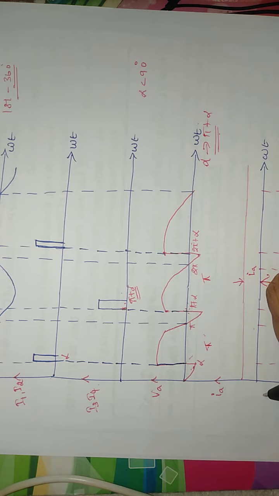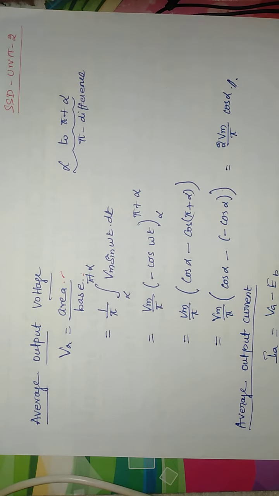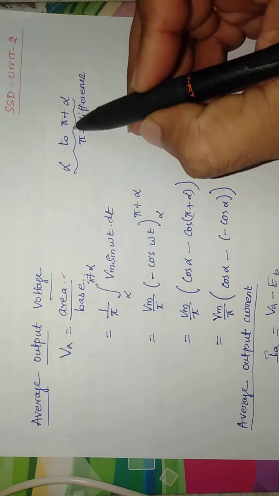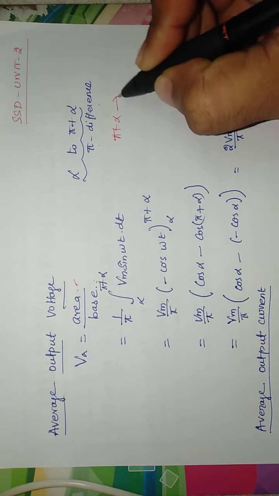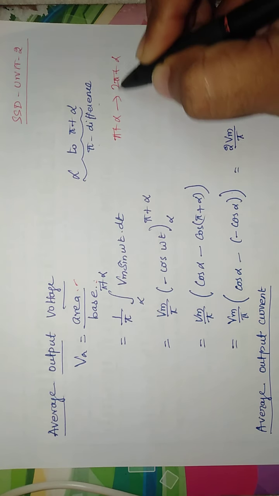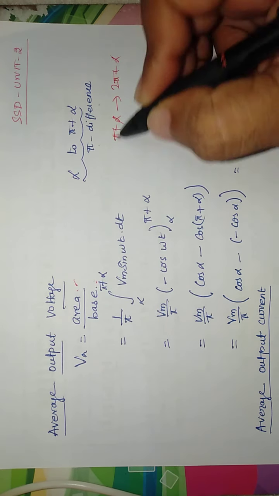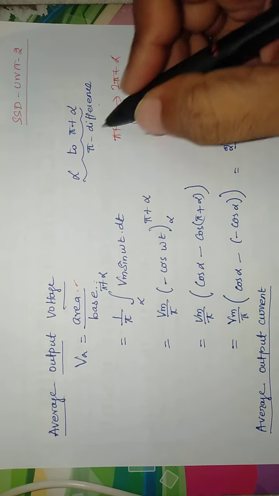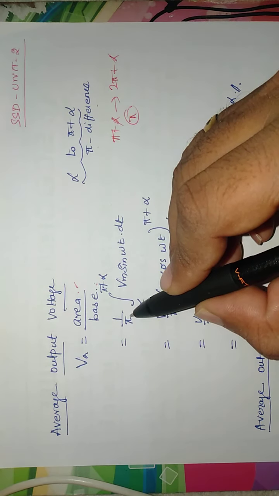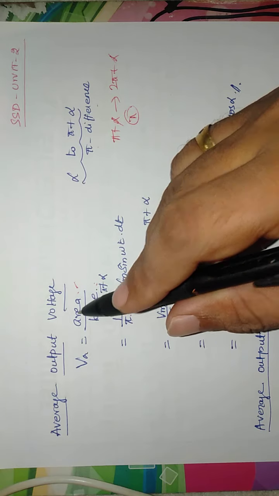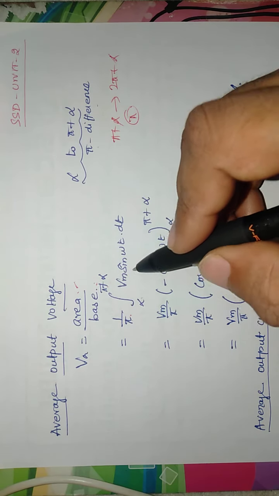So the difference is pi here. We are taking alpha to pi plus alpha, so the difference is pi. If you are taking pi plus alpha to 2 pi plus alpha, the pi and pi cancel, 2 pi minus pi, so it is the same difference. So pi is the difference between these two things, and we are taking the base as pi. In this base, how much area is covered? The covered area is alpha to pi plus alpha.